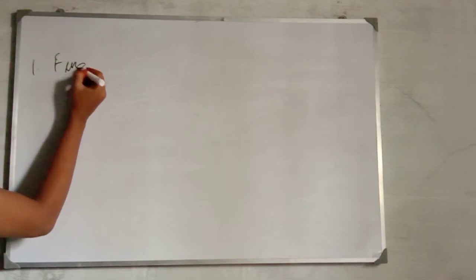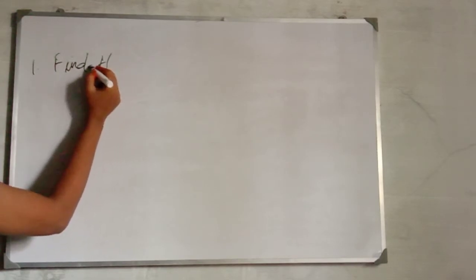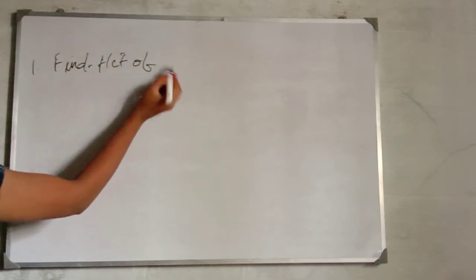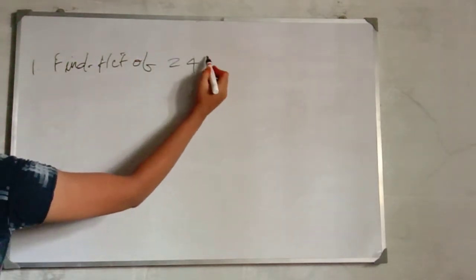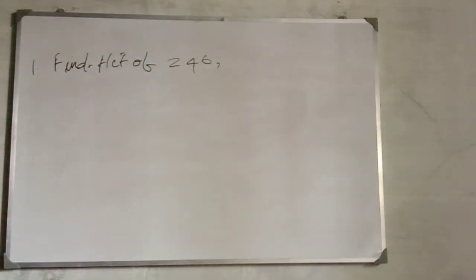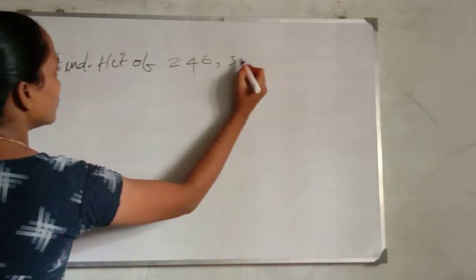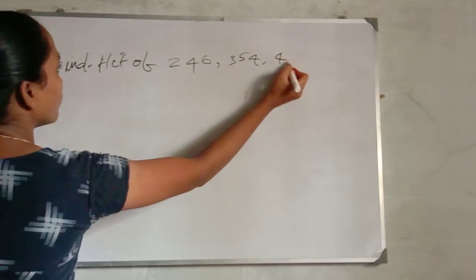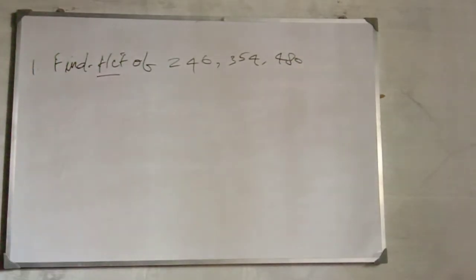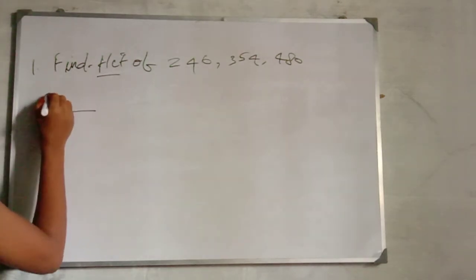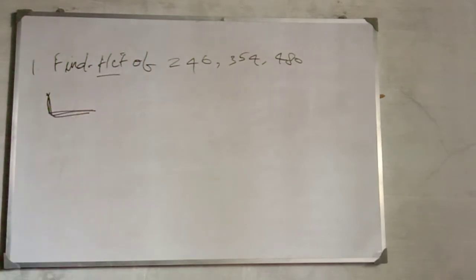Now the first question is, find the HCF of 246, 354 and 480. HCF means highest common factor. Now we are going to see about L division. We all know about this L division. This method will be very helpful for this question.